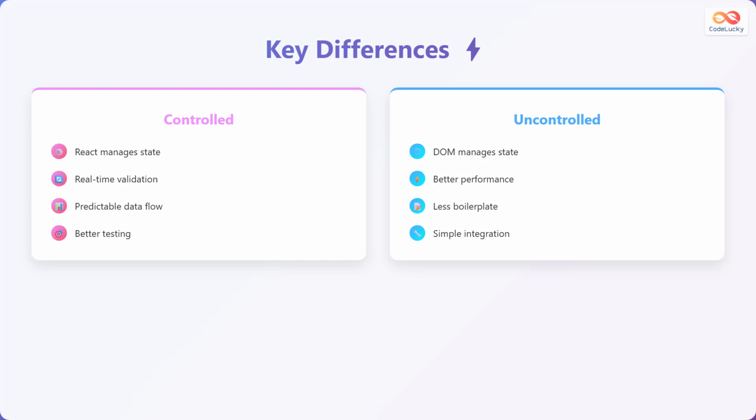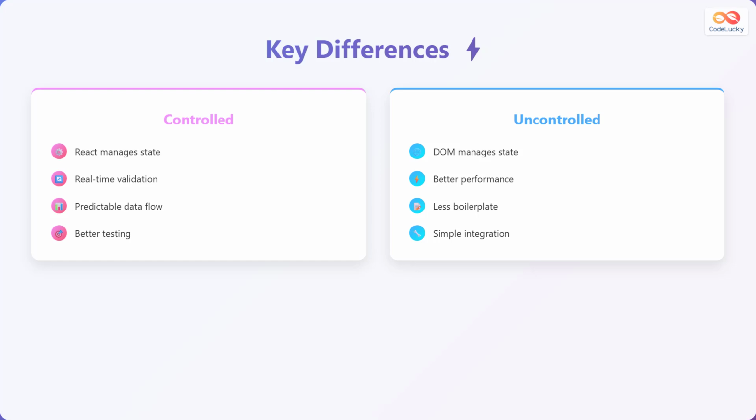Let's highlight the key differences between controlled and uncontrolled components. On the left, we have controlled components. With controlled components, React manages the state. They offer real-time validation and predictable data flow, leading to better testing capabilities.